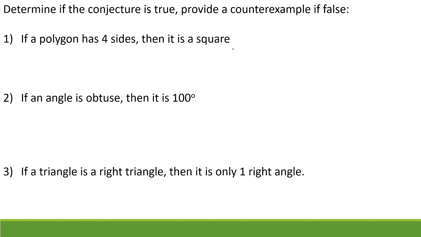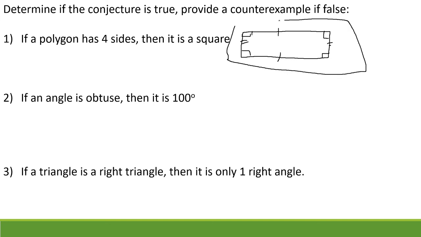Well, I can actually provide a counterexample here real easily. 1, 2, 3, 4. So this would be classified as not a square, but a rectangle. It is a polygon. It does have 4 sides, but it is not a square. So these two sides are equal, and these two sides are equal, but not all 4 sides are equal to each other. So this would be my counterexample.